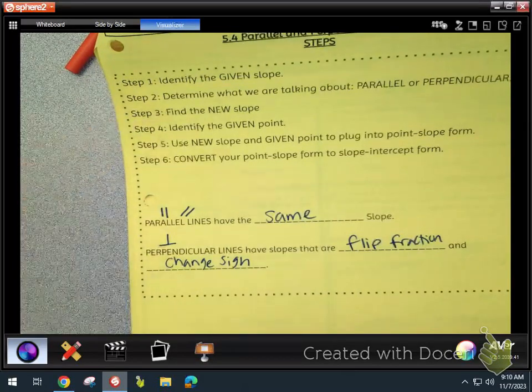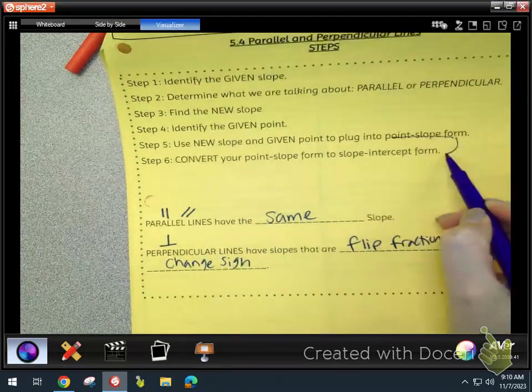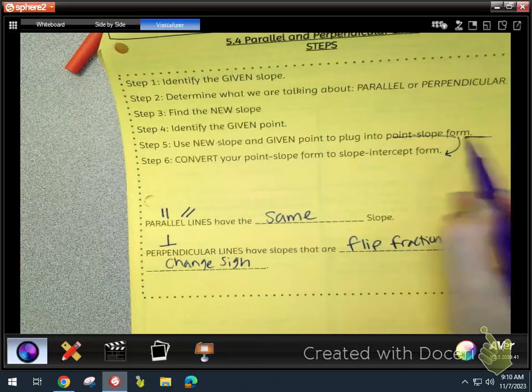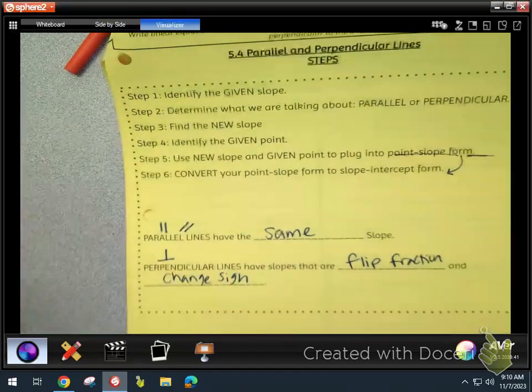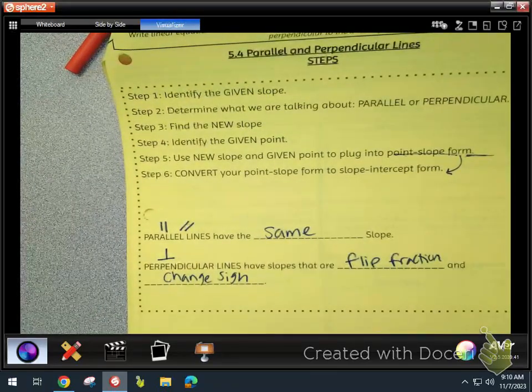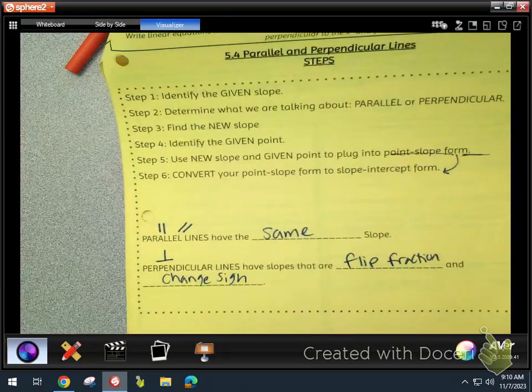That's step 3, your new slope. Go through the given points. They give you that. You go to point slope form, and then you convert it to slope-intercept form. So last time we really stopped at step 5. So the only thing we're going to be doing is converting. But you guys are converting all-stars. Okay? So we've been doing that for a while.